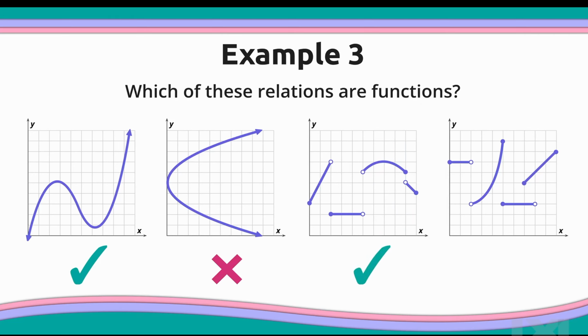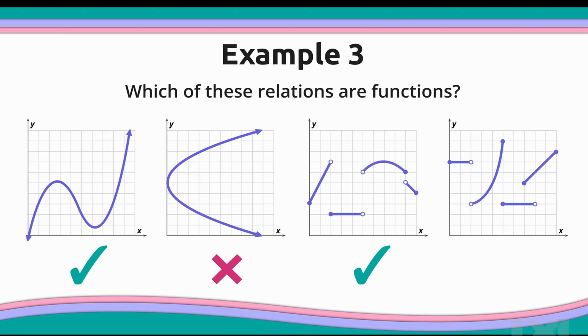All right, let's check the final graph. Does the vertical line ever intersect more than once? Yes, right here there are two closed dots, which means this x value is paired with two y values. Also, over here, the vertical line intersects the graph at 2 points.